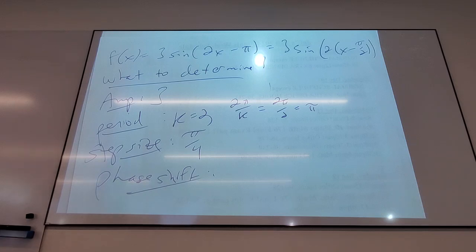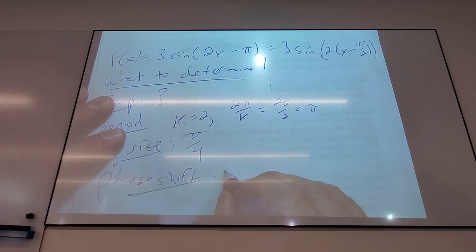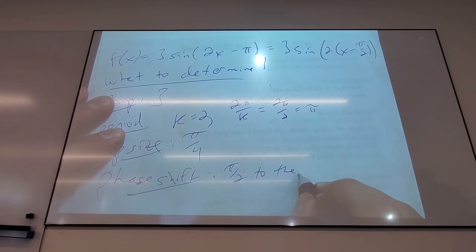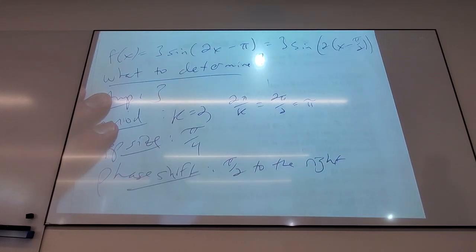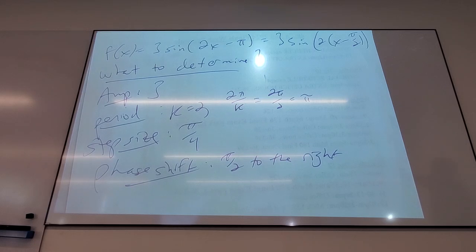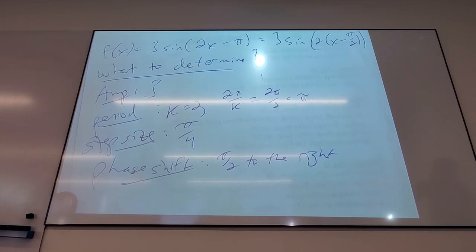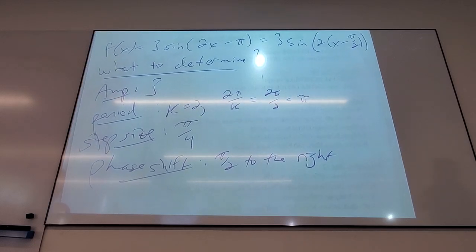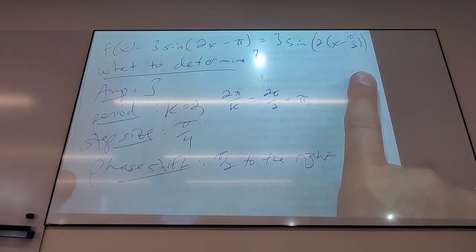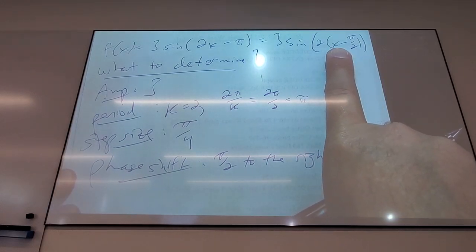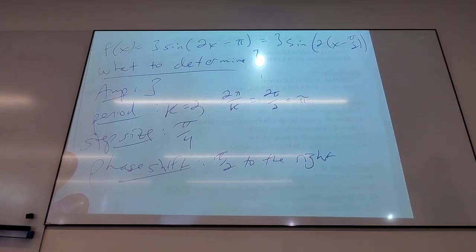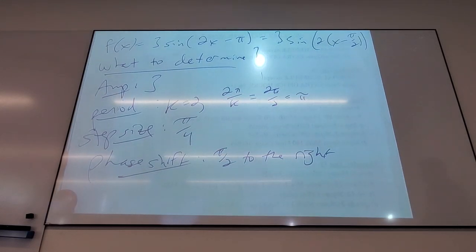So what's the phase shift? Pi over 2 to the right. You have to get x completely by itself to know that phase shift. I want to know what's directly affecting the x. So all my inputs can now be pi over 2 bigger than they used to be.